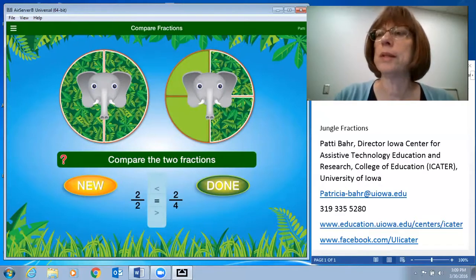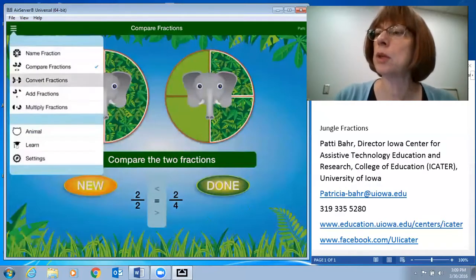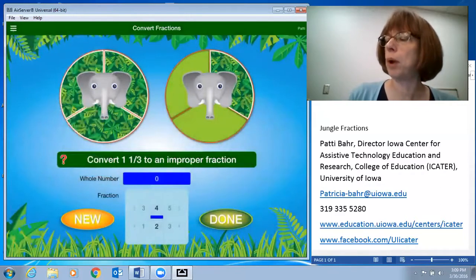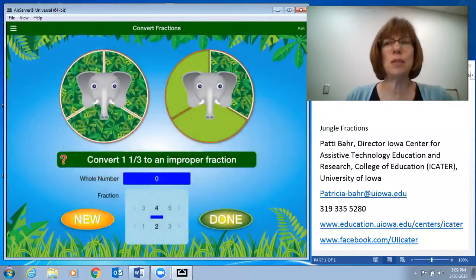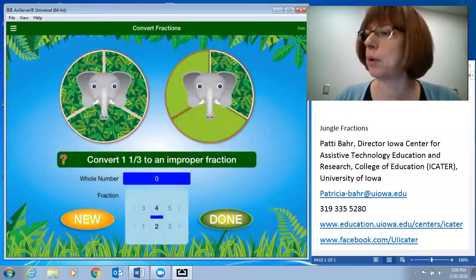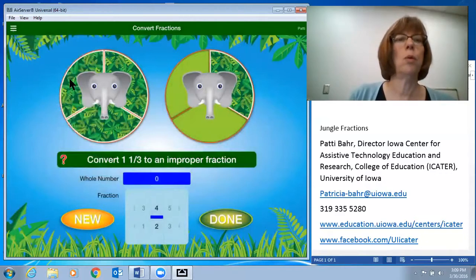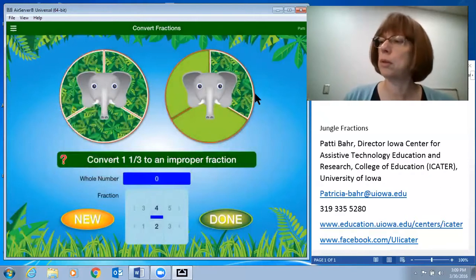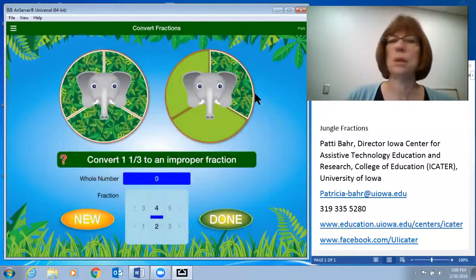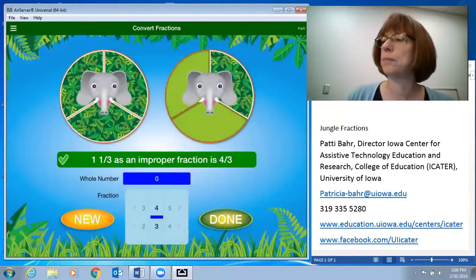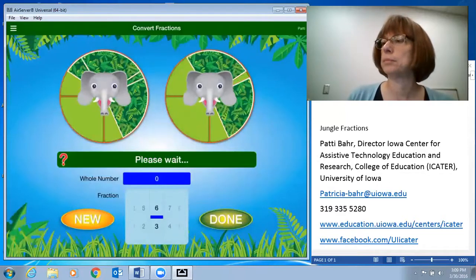Okay, so that's compare. Then here's convert fractions. So convert 1 1/3 to an improper fraction. Again, I would love it if this spoke that part of it. So I can just count. I've got 1, 2, 3, 4. So I know the top one is 4. And this is into thirds. So 4/3.